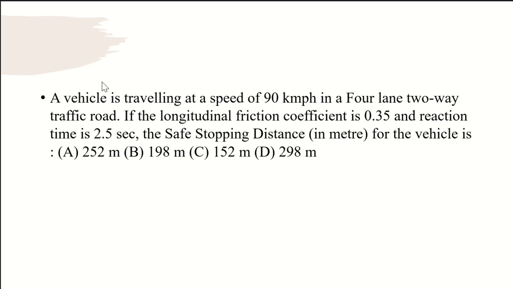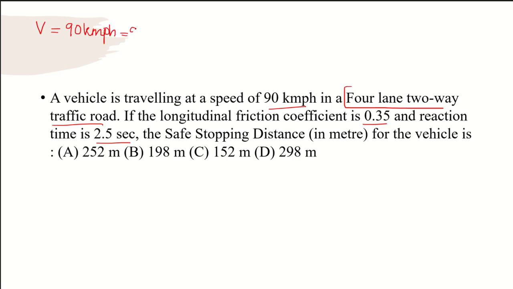A vehicle is traveling at a speed of 90 km per hour in a 4-lane two-way traffic road. If the longitudinal friction coefficient is 0.35 and reaction time is 2.5 seconds, the safe stopping sight distance in meters for the vehicle is. Okay, from here we can write the velocity v is 90 km per hour.